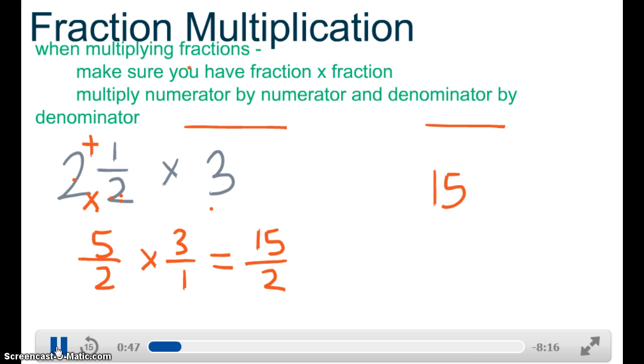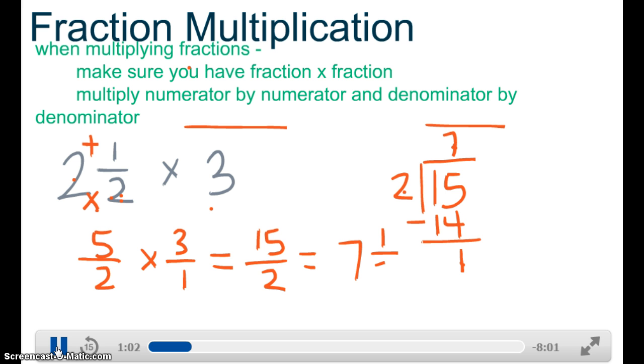That's an improper fraction. So 15 divided by 2 goes in there 7 times. 7 times 2 is 14. 1 remaining. So our whole number is 7, and 1 out of 2 pieces remaining.